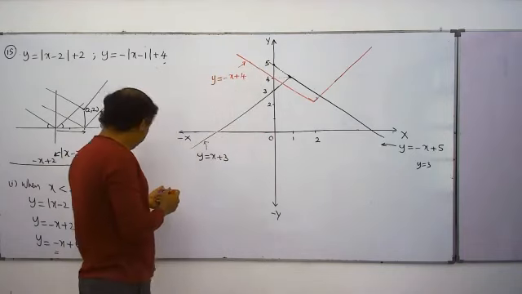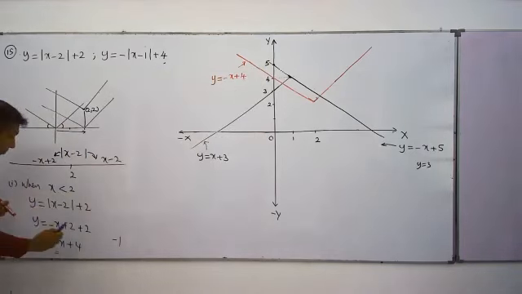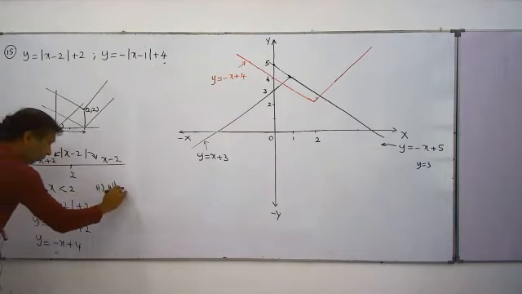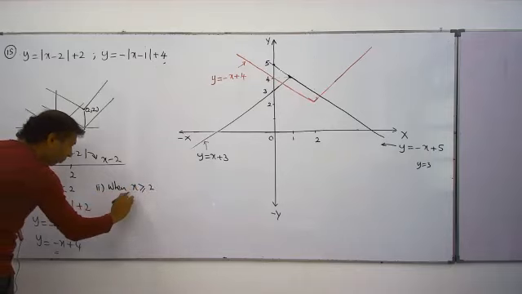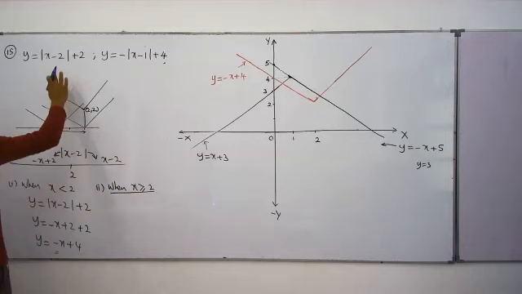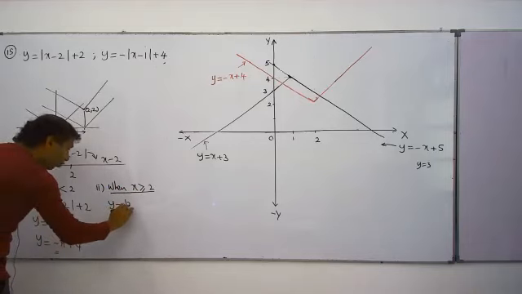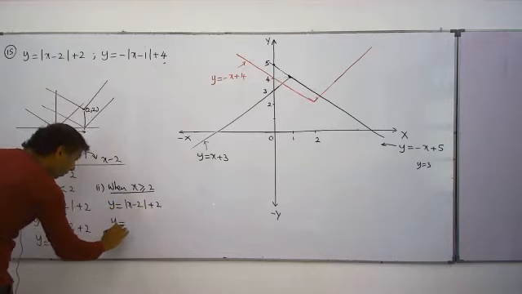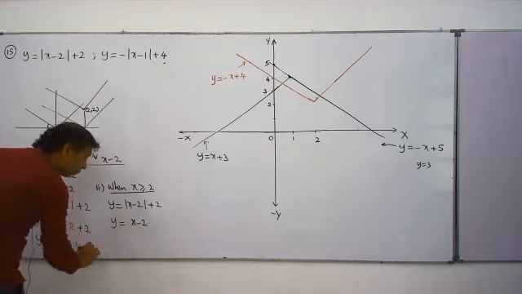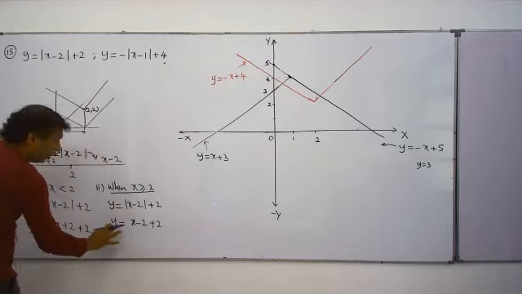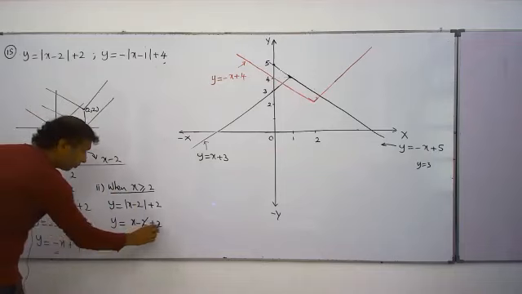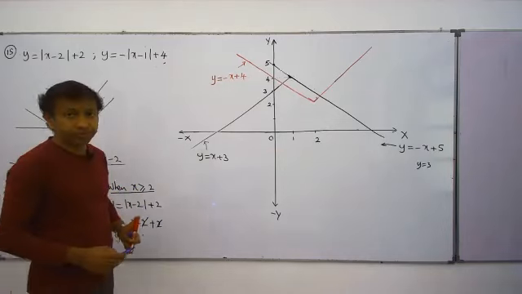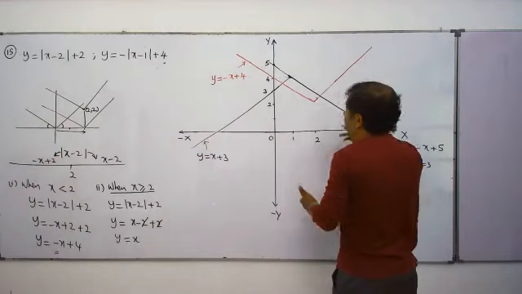Right. Okay. Now, secondly, I'm going to consider when x is greater than or equal to 2. But this one: y equals mod x minus 2 plus 2. Mod x minus 2 is equal to x minus 2. We can cancel down here, no? This is y equals x. Y equals x means, people, this has the equation y equals x now.